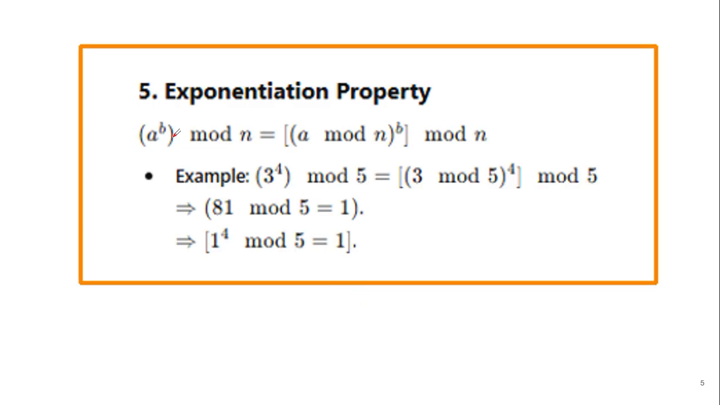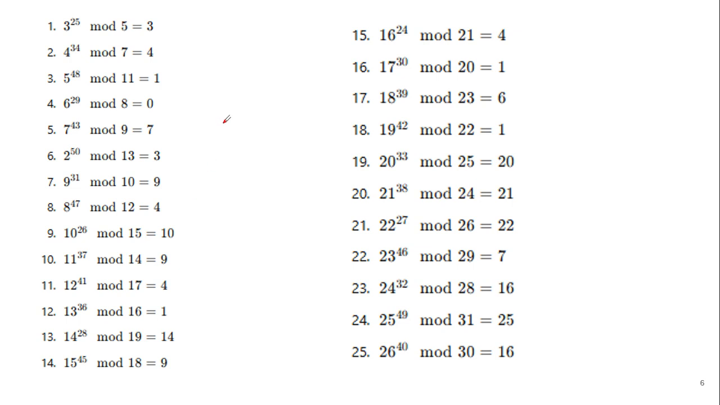The fourth property is the exponential property, and we are going to use this property extensively in cryptography. That is, a raised to b mod n is equal to a mod n raised to b, mod n. When we solve the examples, you will get a clear idea of how to use this exponential property. So these are some of the exercises. There are 25 exercises in total. I have tried 15 exercises, and the remaining you try on your own.